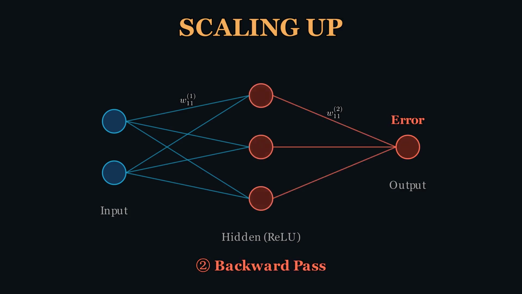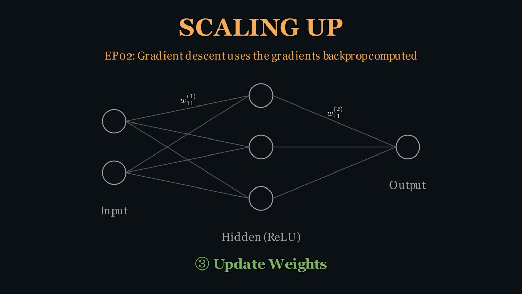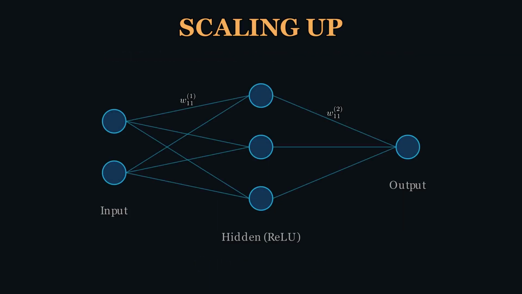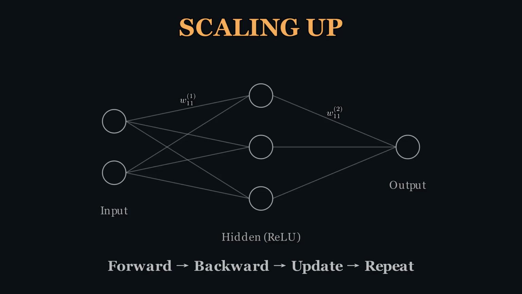Phase 2, the backward pass. The error signal propagates backward through every connection. Each weight learns its gradient, exactly how much it contributed to the error. Phase 3, update the weights. This is where episode 2's gradient descent returns. Each weight takes a small step in the direction that reduces the loss. Backpropagation tells us which direction to step. Gradient descent tells us how far. And then we repeat: forward, backward, update. Thousands, millions, sometimes billions of times. That is how neural networks learn.